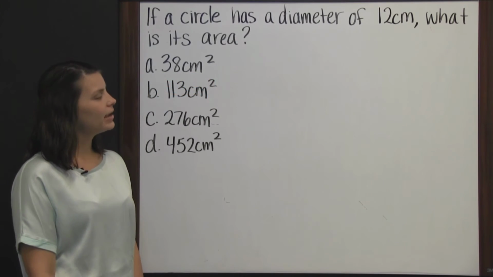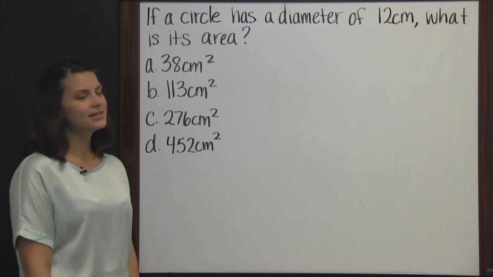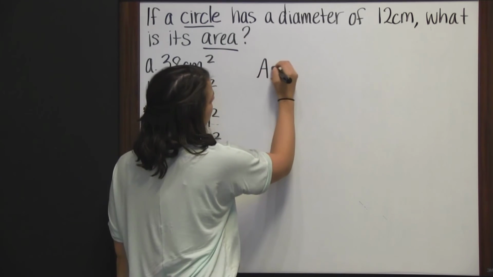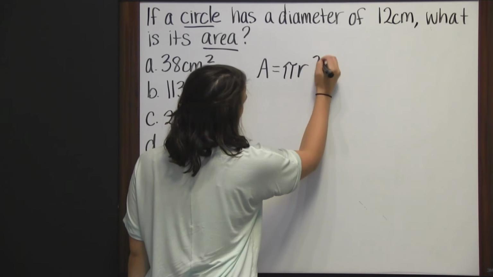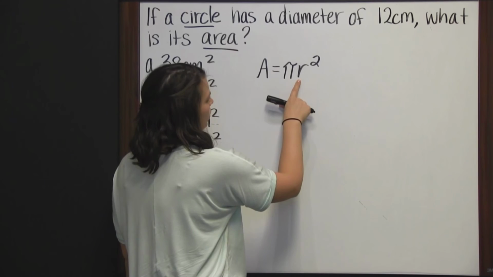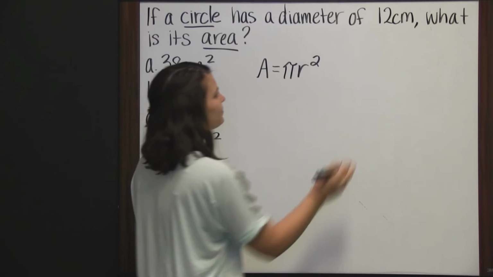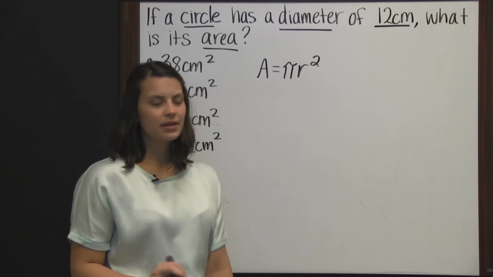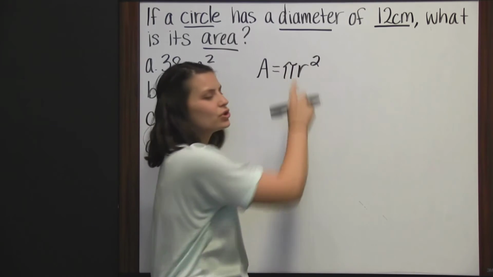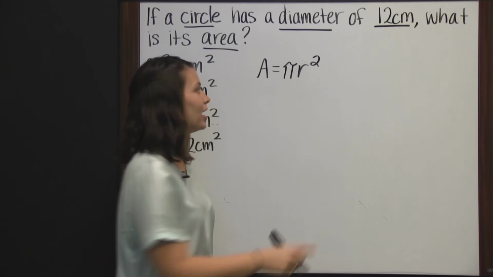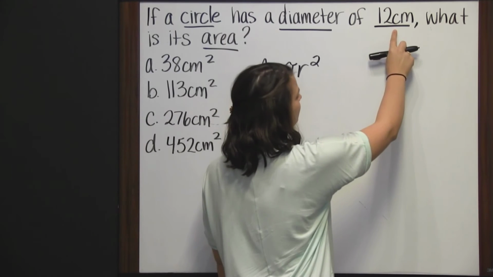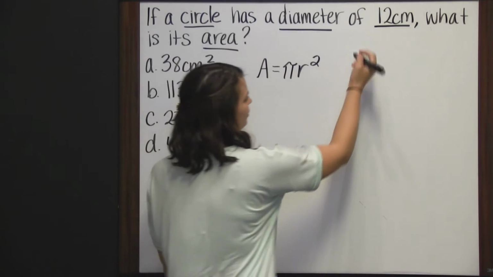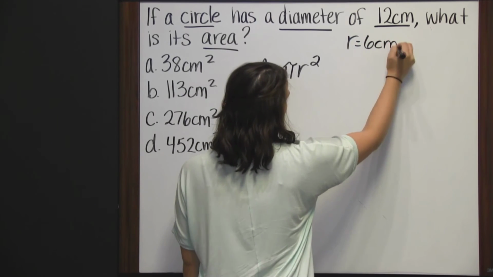If a circle has a diameter of 12 centimeters, what is its area? The formula for area of a circle is pi times radius squared. We need to know what the radius of our circle is. We're given diameter, which is 12 centimeters. The diameter is twice the radius, or the radius is half of the diameter. So half of 12 centimeters would be 6 centimeters. So that means our radius is 6 centimeters.